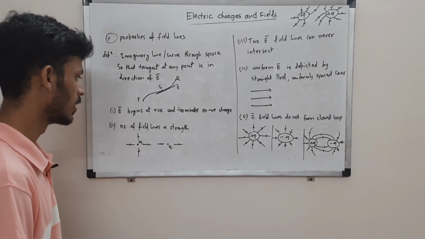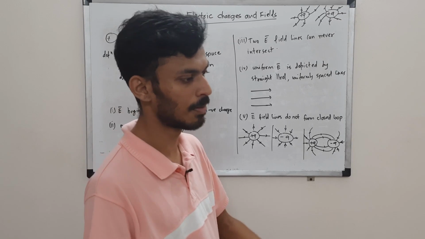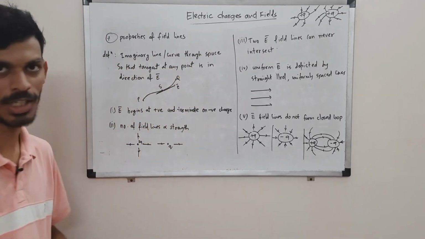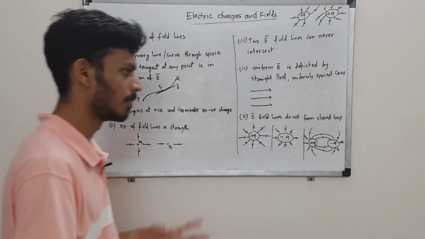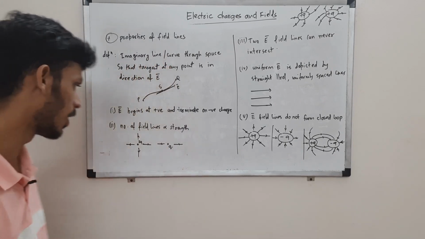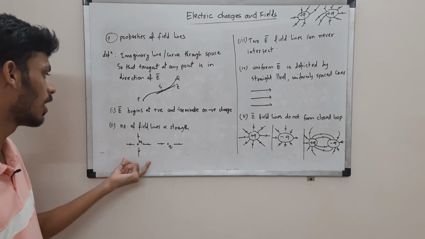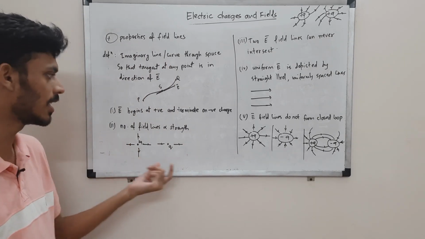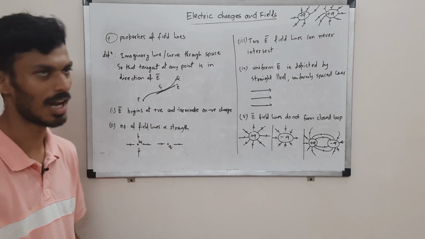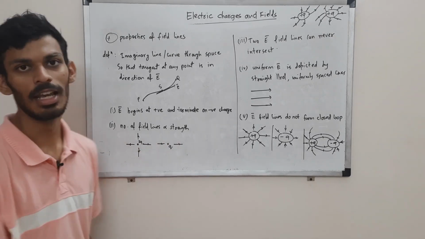Okay, and here we also use the convention that the number of field lines will be proportional to the strength. So basically the number of field lines that you draw around a charge will show the strength, its magnitude. Suppose 2q has 4 field lines, then q should have half the number of that. So that number should be kept proportional.